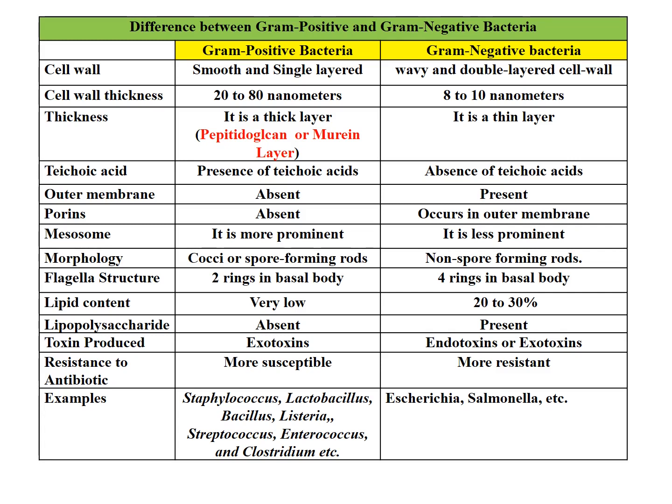Examples of gram-positive bacteria are Staphylococcus, Lactobacillus, Bacillus, Listeria, Enterococcus, Streptococcus, Clostridium, etc. They are mainly coccus species or rod-shaped. In gram-negative bacteria, examples are E. coli and Salmonella.